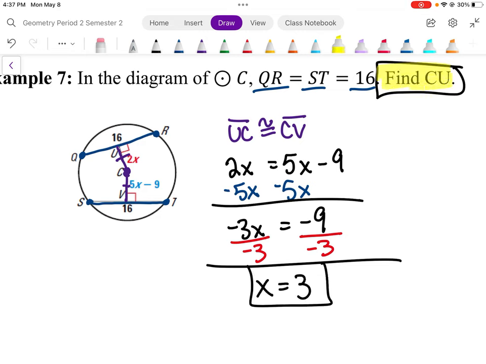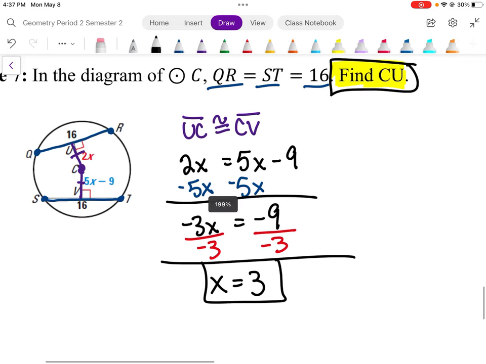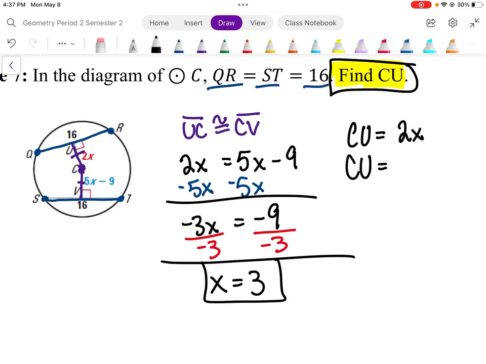Then we're going to go back and make sure we answer the question they're asking. So to find the length of CU, that was originally equal to 2x. So we're going to have 2 times 3, and that will give us our final answer of 6.